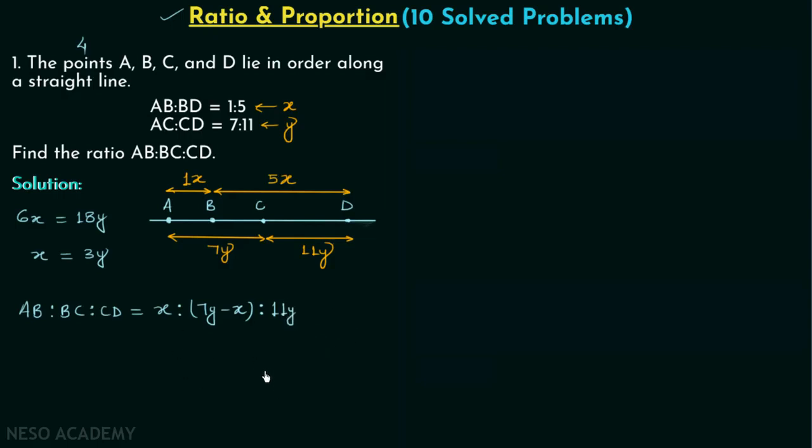Now in this ratio, we don't have a common factor. x and y are two different factors, therefore they cannot be common, and that's why we want to have either x in this or y in this. So let us try to get rid of x and have y in the ratio. In place of x, we can have 3y from here. So we have 3y ratio 7y minus 3y will be 4y, 11y. We don't have to do anything here. Now we are left with only y, and y is our common factor, so we will remove it to have our answer. So 3 ratio 4 ratio 11 is the answer of our problem number 1.